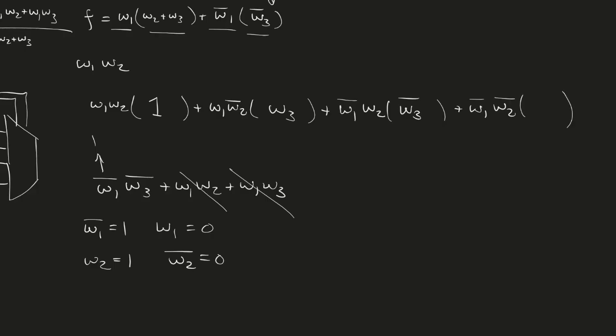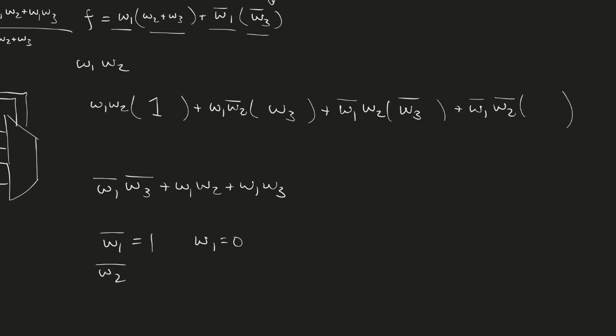And now we just have the last one. So W1 naught is 1, and W1 is 0. W2 naught is 1, W2 is 0. So what do we see? This is gone, this is gone. So it's just W3 naught again.